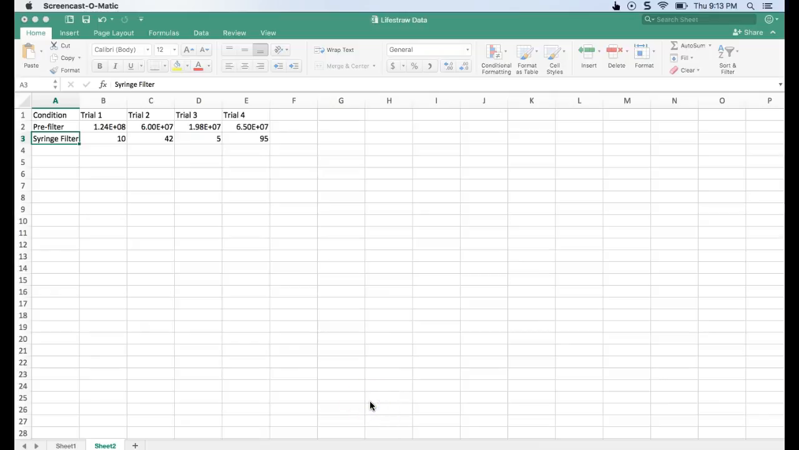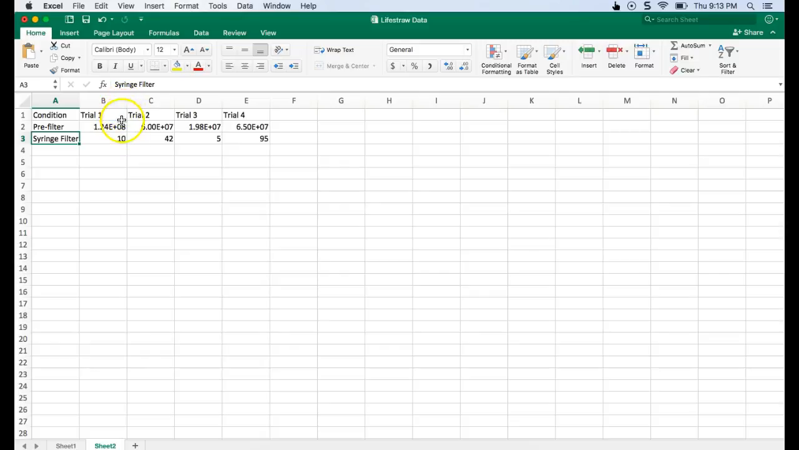In this video, I'm going to show you how to do some very simple statistical analyses on a data set. Here we have results from an experiment in which a bacterium was measured for its concentration in water in a pre-filtered water sample or a water sample that had been put through a syringe filter. And you can see that there are 4 different trials.